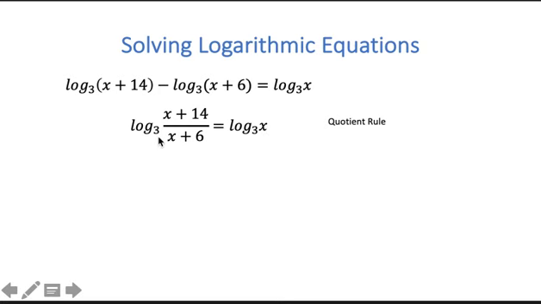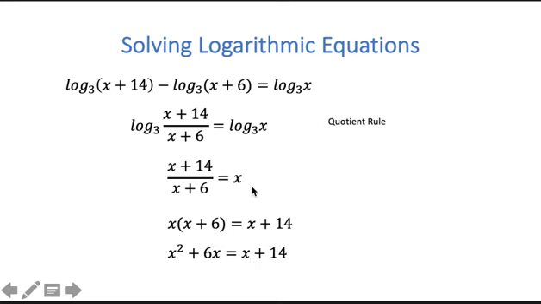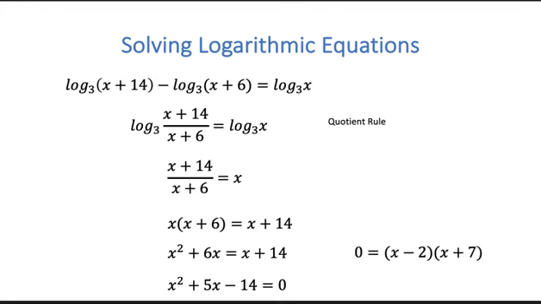Because I have log base 3 of something, log base 3 of something, these log base 3's can cancel. Those arguments have to be equal to each other. And then I'm simply going to solve this equation. I can use cross multiplication or multiply both sides by x plus 6. And then I'll set it equal to 0. Factor, and I get answers of 2 and -7.